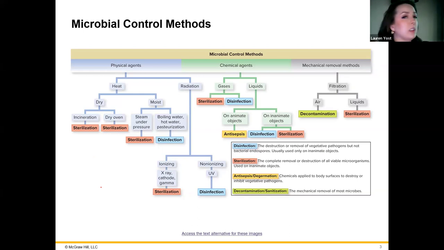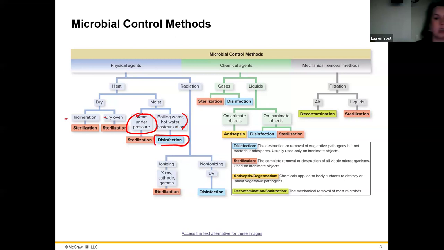And not only with this chart itself, but with the things that I have listed in your study sheet, being able to apply them into whatever area they might fall into, and being able to answer why they fall into that area or not. So we do have things like incineration and dry oven, steam under pressure, which is autoclave, boiling water, hot water, pasteurization, that's not going to sterilize, and all that sort of stuff, which, don't worry, we're going through every single one of these.